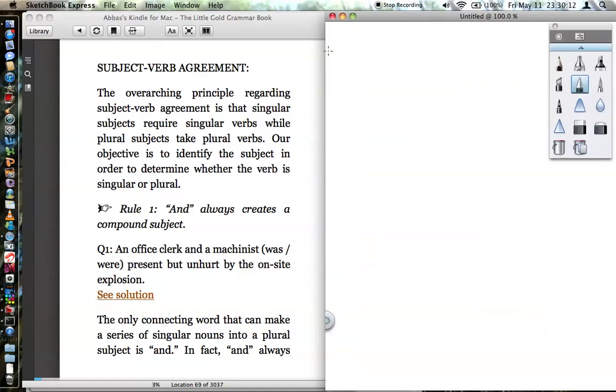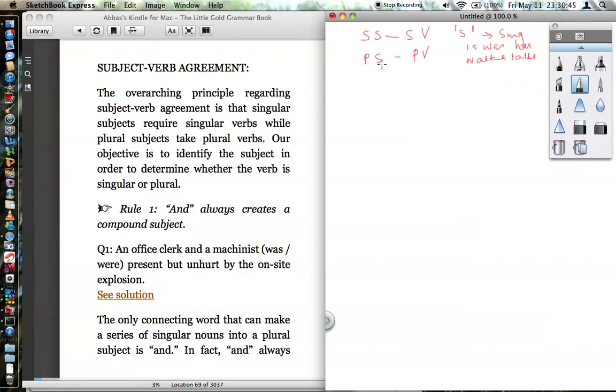Here's a video on subject-verb agreement. What it says is singular subjects take singular verbs and plural subjects take plural verbs. So most of the verbs that end with an S are singular verbs. So verbs like is, was, has, walks, talks, these are all singular. Verbs without an S are plural verbs.